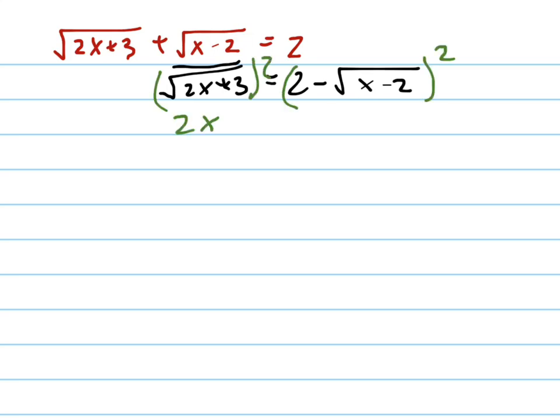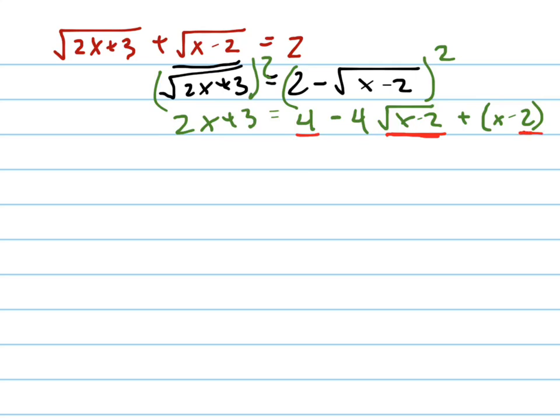So I'll get 2x plus 3 equals, let's FOIL this out, it's going to be 4 minus 4 root x minus 2 plus x minus 2. I don't really need those parentheses there, but I'll write them anyway. Now I'm going to move everything. My goal now is to get this by itself so I can square both sides and solve. So to do that, I'm going to subtract 4.